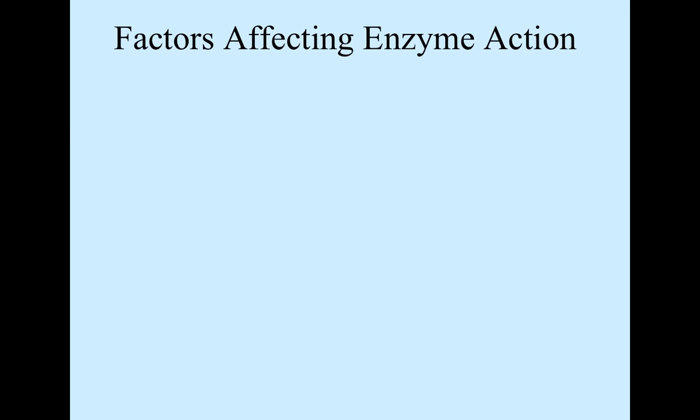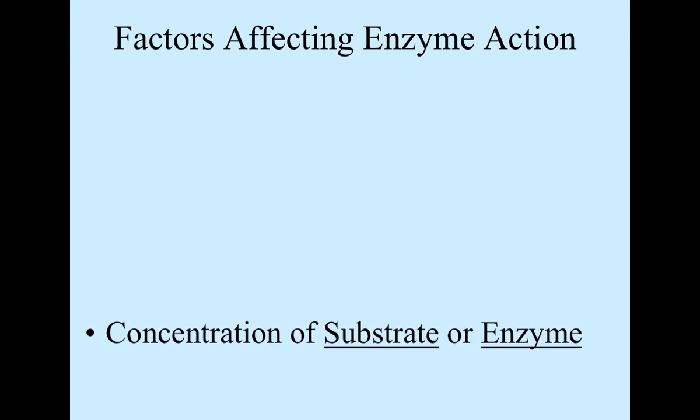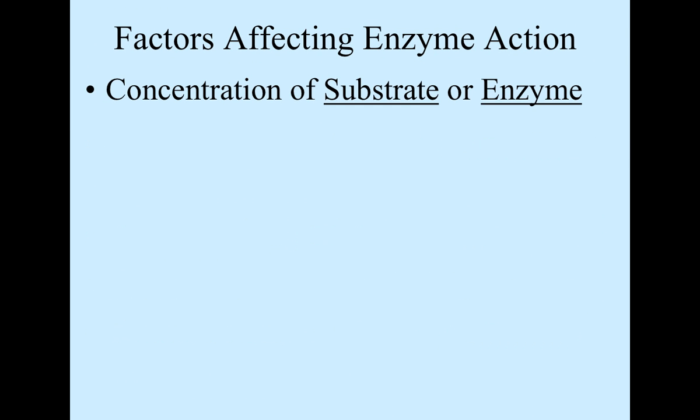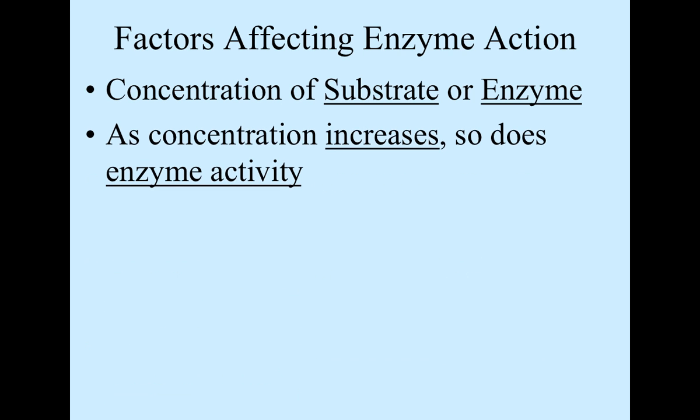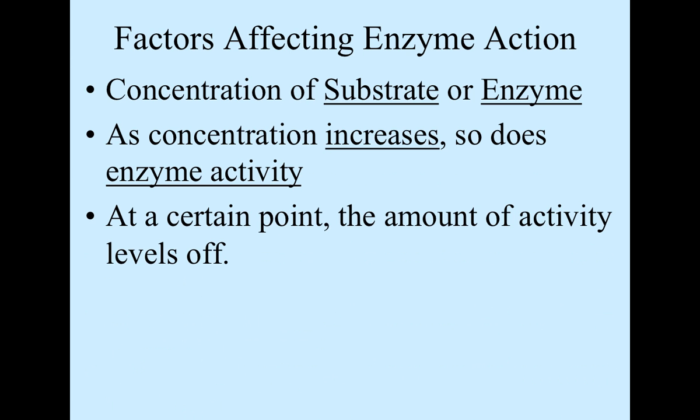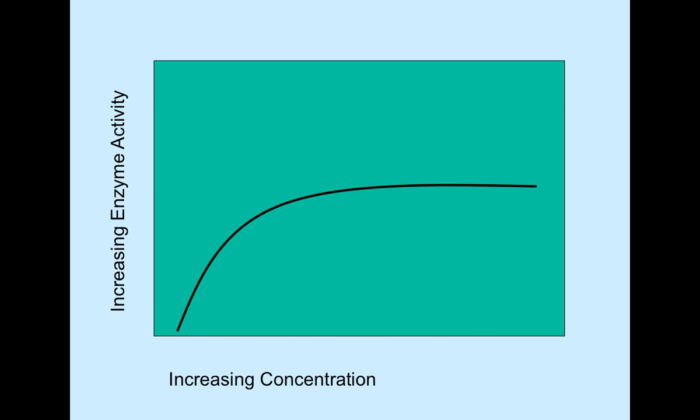Now, there are a couple of other factors that also affect it. That is the amount or the concentration of either the substrate or the enzyme. As the concentration increases, so does the enzyme activity, but at a certain point it will level off, like on this graph. So that is the end here of our discussion of enzymes and chemical reactions.